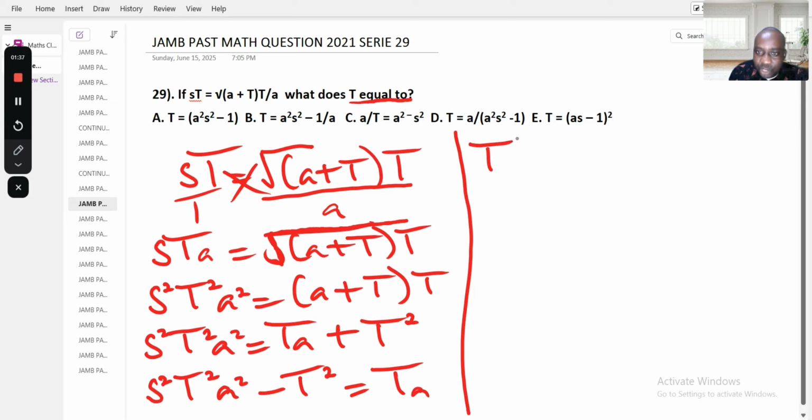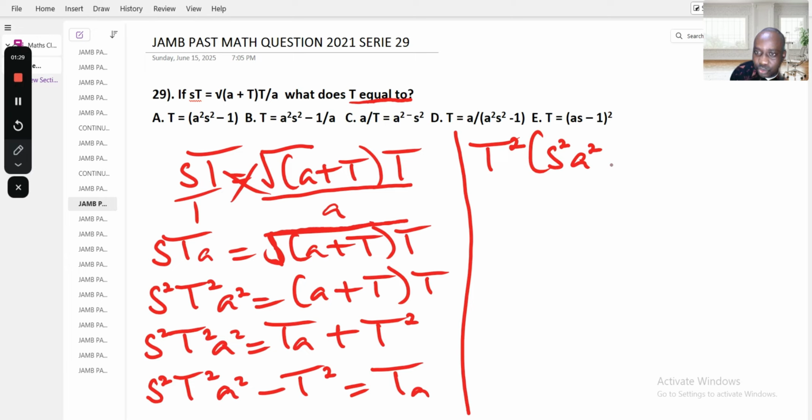The common factor is what? t raised to power 2, going to bracket it. What is going to remain? Is going to remain s raised to power 2 and a raised to power 2 minus t squared. We cancel t squared, it's going to give us 1, isn't it? Equals ta. Now we have t here and we have t raised to power 2 here. We can divide this side by t so that we reduce the number of t we have here.